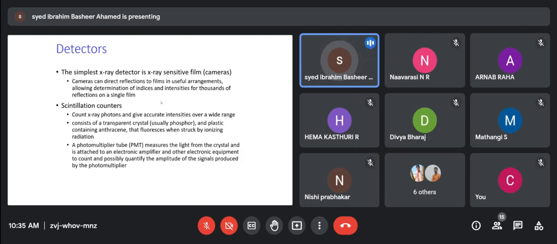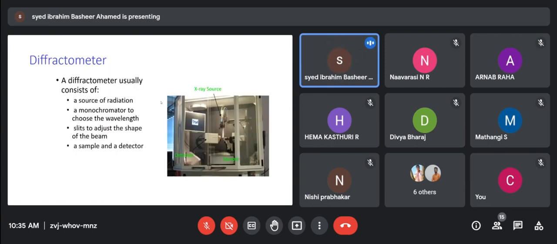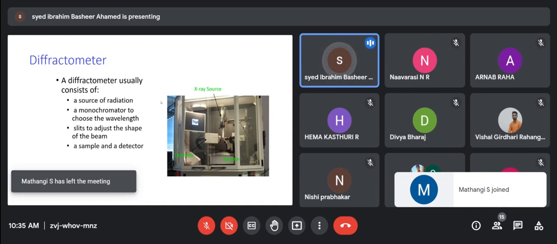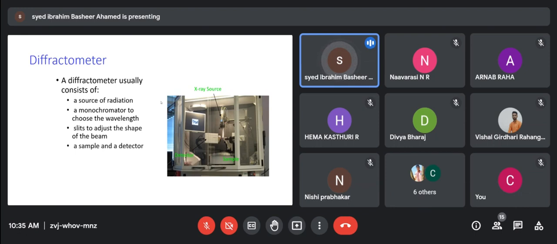It's the scintillation counter. In the scintillation counter, we have the phototube which measures the diffracted X-rays. Now we are going to see the diffractometer. What I have shown you here is a diffractometer, which was generally used for data collection of small molecules. This is not for macromolecules.